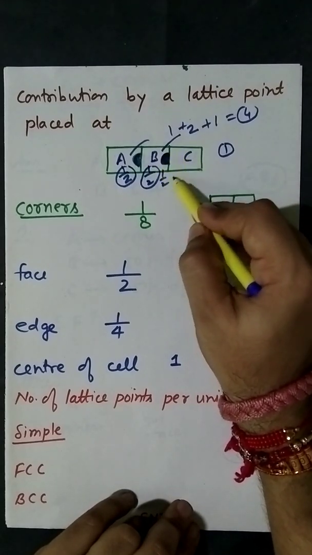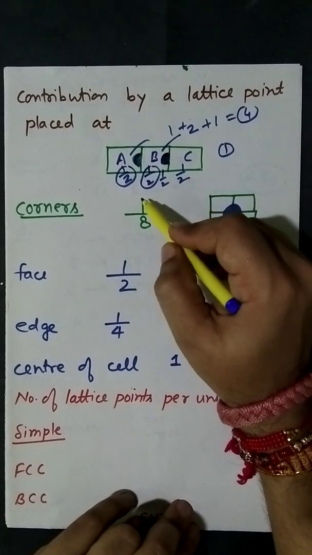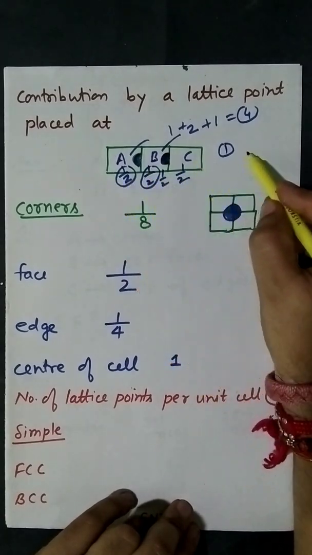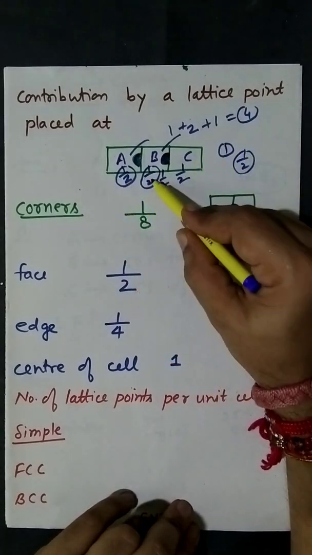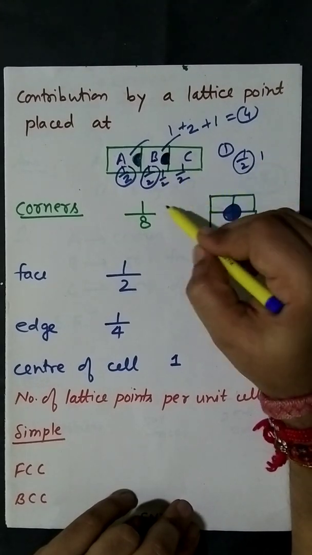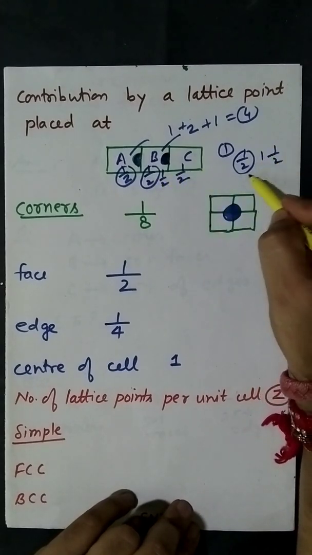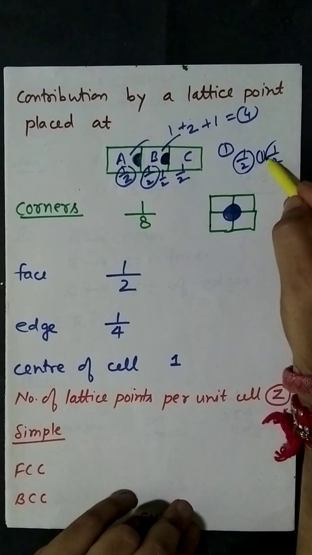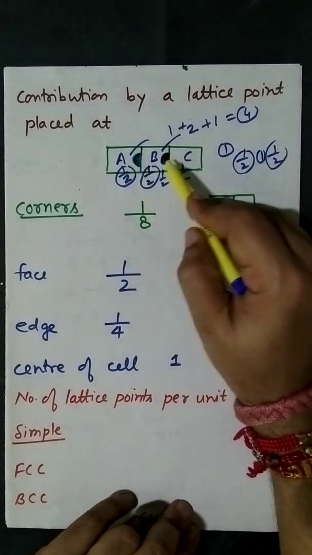So for B it is half and C it is half. And now you can see here the total doors in A is half, B is half plus half equal to 1, and C is half. In fact, the number of total doors are 2, which you can see in this picture.